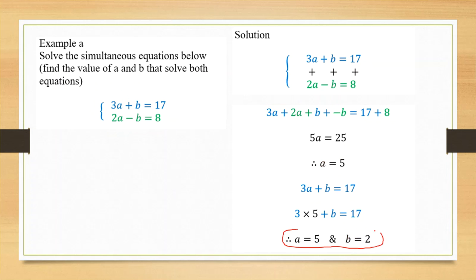So these two numbers here, if I go 3 times 5, I get 15, plus 2 equals 17. So it works for this equation. And if I go 2 5s are 10, take away 2, I get 8. So I've solved both equations simultaneously.